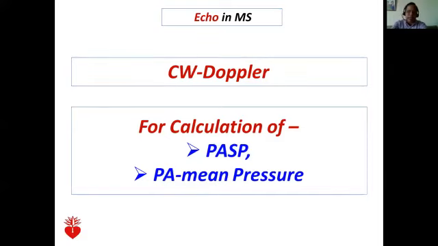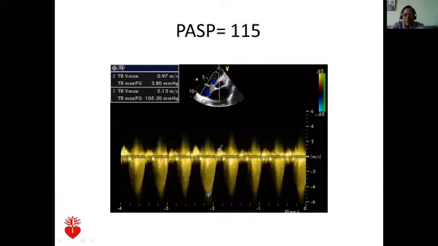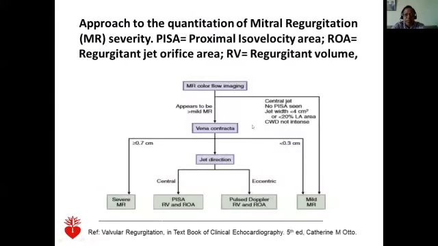Now, to calculate the PASP, pulmonary pressure, how can I do this? Just find a TR jet, put the continuous wave Doppler, trace like that and find the peak gradient. Here the peak gradient is 105 and add the RA pressure to it. Usually we add 10, then PASP will be 115. Very high pressure, severe pulmonary hypertension, in this slide.